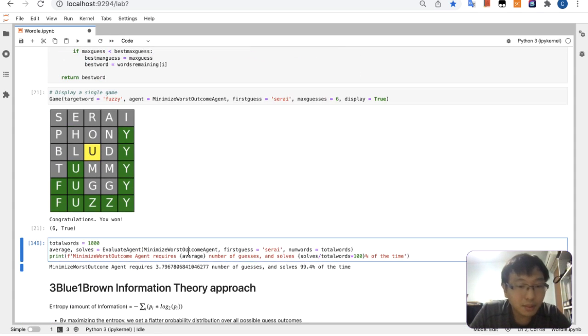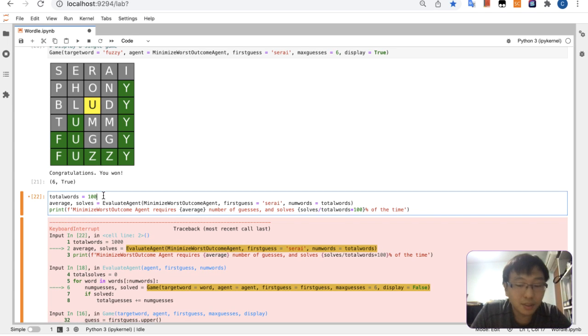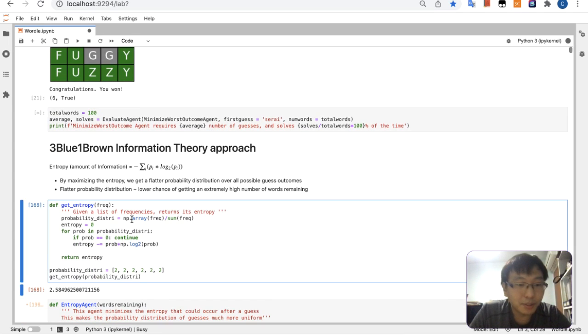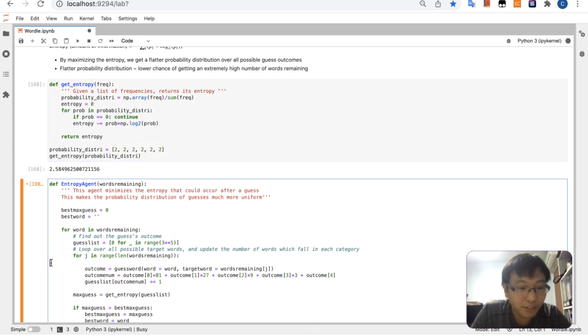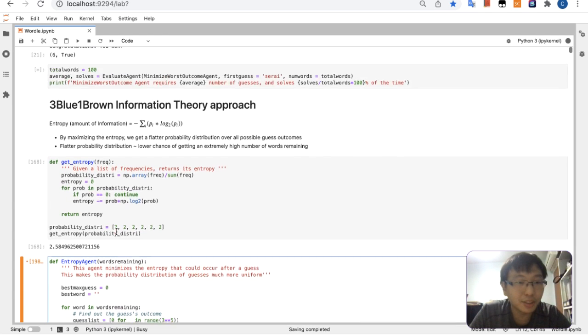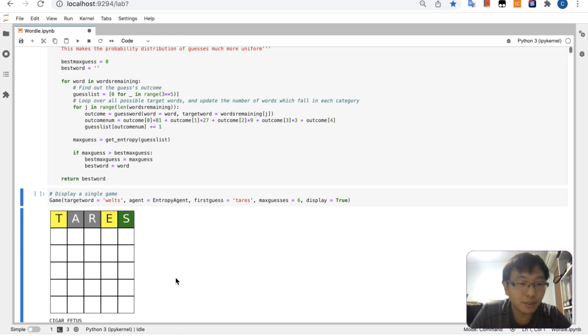Okay, so let's stop this. We try for 100 because it will be faster. Then we do the entropy agent now. Take away the print function. Yes, this is the offending print function. Okay, so now it's also 100% of the time because first 100 words. 3.62 guesses.